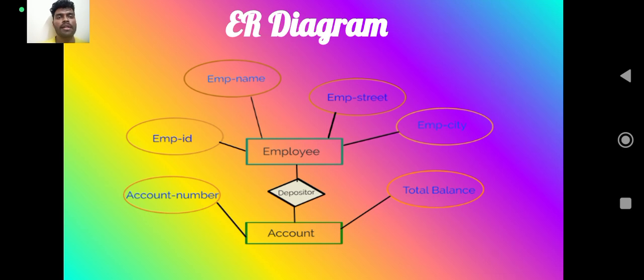Okay, let us see one example of an ER diagram. You can see the employee and account. Employee and account are both entities. Employee is having one account in the bank. So employee deposits some money in the bank account. These two are connected with the help of a diamond. Employee can have employee ID, employee name, employee street, employee city. These are nothing but attributes, and they are represented using ellipses. And account has two attributes, account number and total balance.